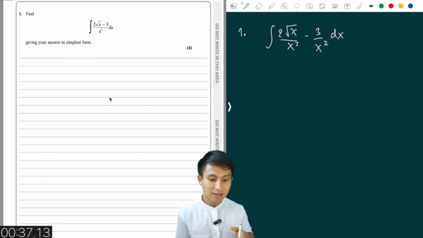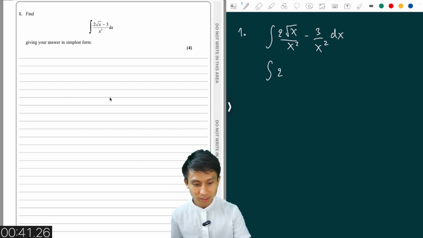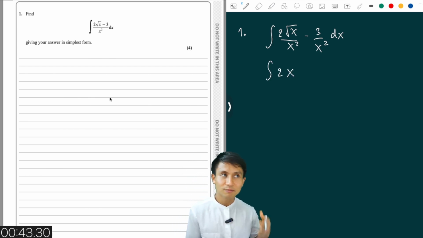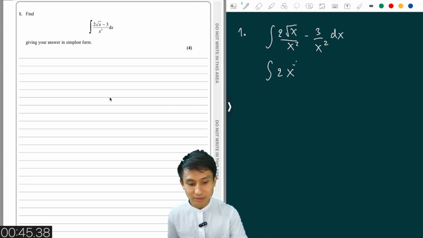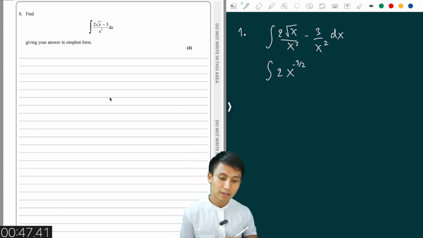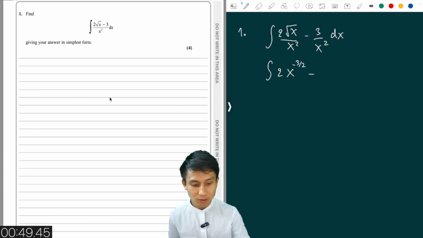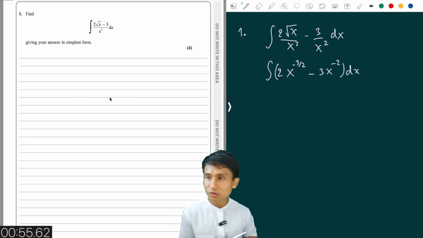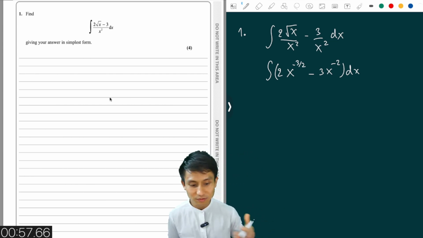So when you divide by x squared, you just subtract the power. So it's actually x to the power of half minus 2, that's minus 3 over 2, right? And then the other one is just 3x to the power of minus 2. Usually we do it this way so that we don't get confused in terms of the sign and the power. Okay, and we integrate.